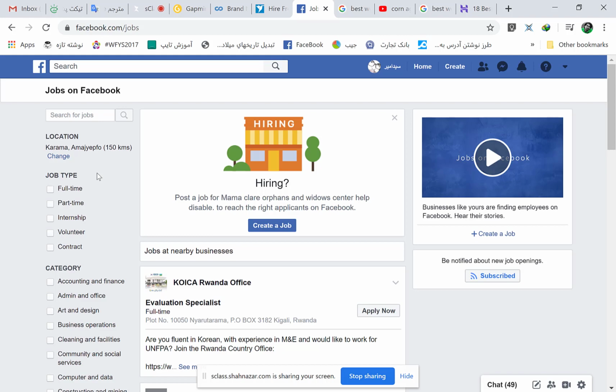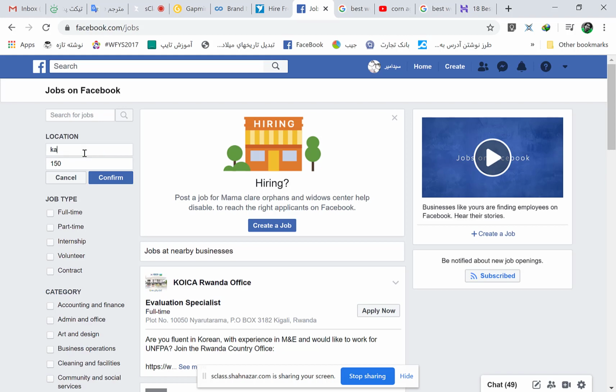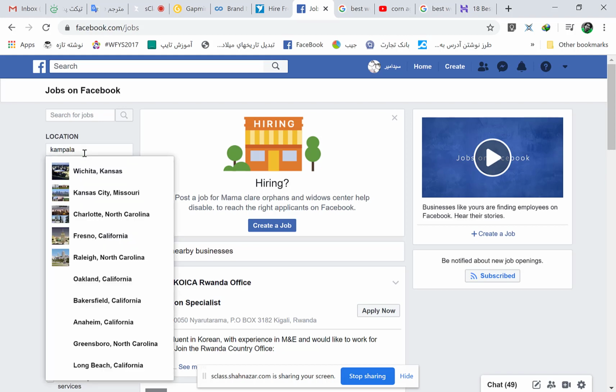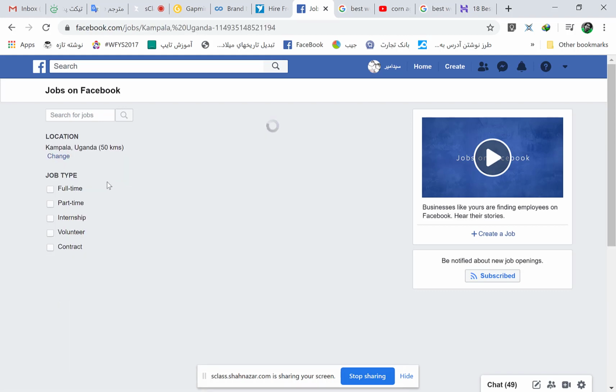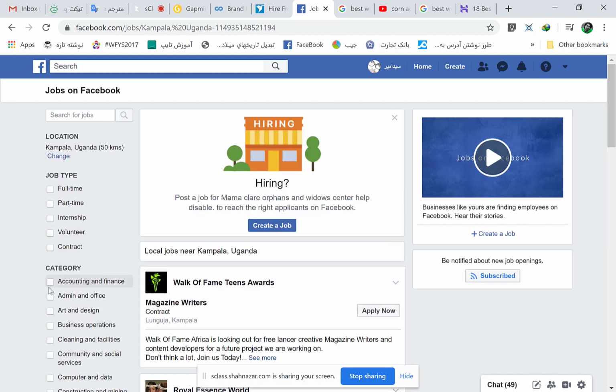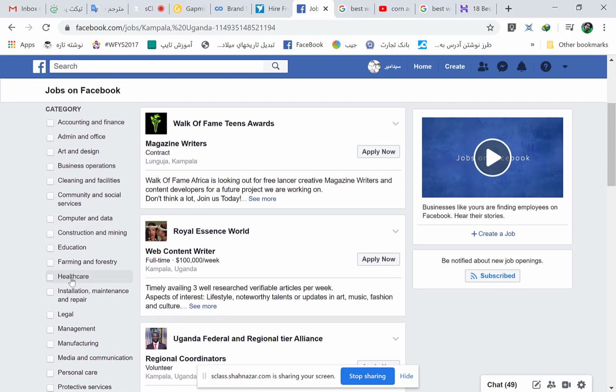You can sign in on Facebook, and then you can open this page, and here location, for example, Kampala. Okay, Kampala in Uganda, and the radius of the area that I want to find a job, for example, 50 kilometers. And here job type and categories. For example, you like to do some jobs, for example, in computer and data.